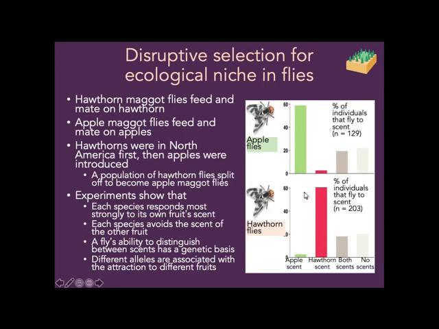We know that the ability of a fly to distinguish between the scents has a genetic basis, so it's basically genetically controlled. And we know that there are different alleles associated with the attraction to apple versus the attraction to hawthorn. Okay?